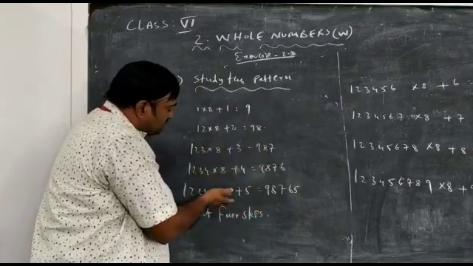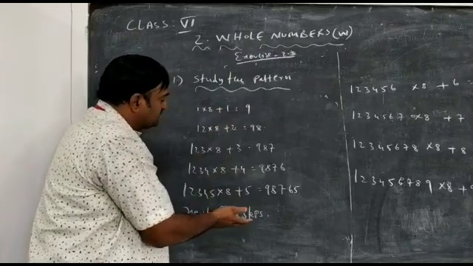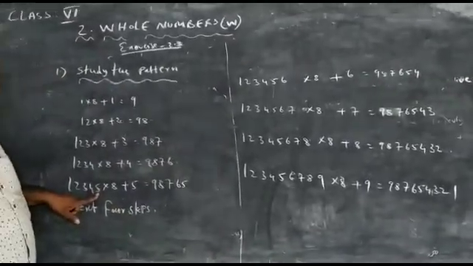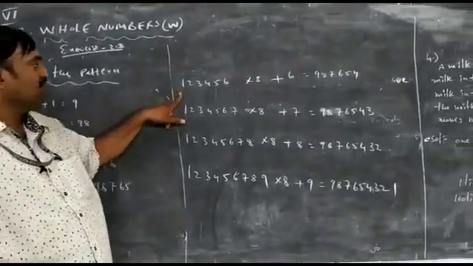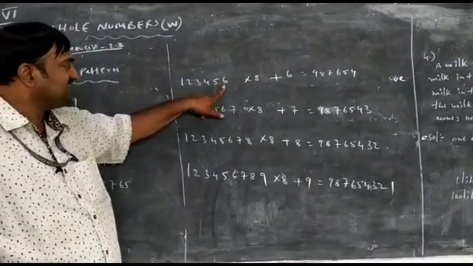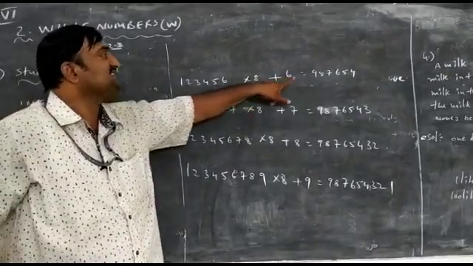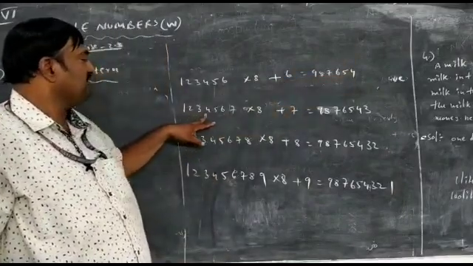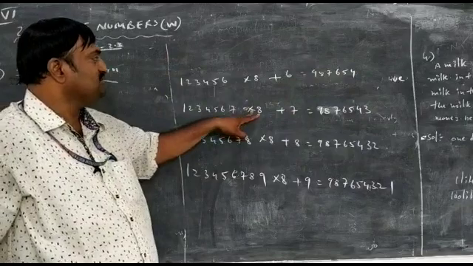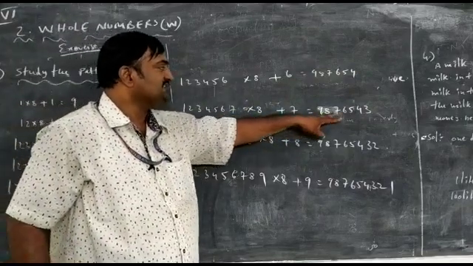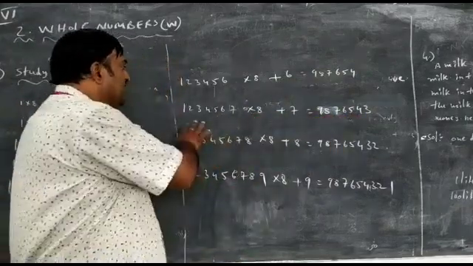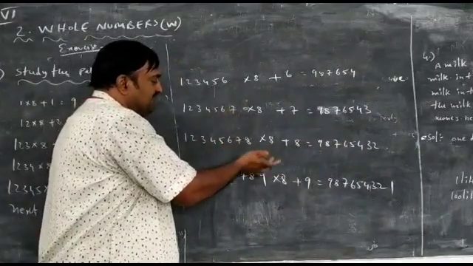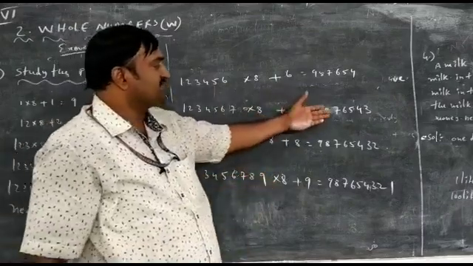Observe this pattern properly and write the next 4 steps. What are the next 4 steps? See, all of you, up to 5 they have already given here. Now 1, 2, 3, 4, 5, 6 into 8 plus 6. What happened? 987654. Again 123456 7 into 8 plus 7 equals 9876543. Gradually the numbers increase. Here 7, again we go to 8, again we go to 9. What will happen? The numbers automatically decrease.